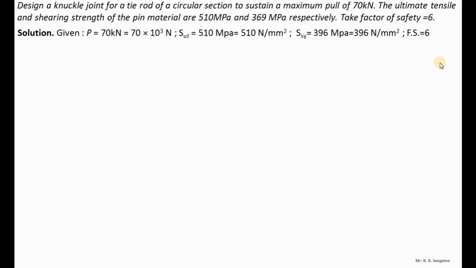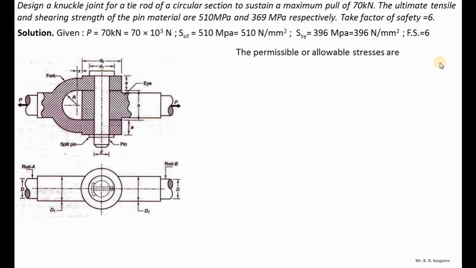So let us first of all calculate the permissible stresses. The permissible or allowable stress in tension is given by the formula sigma T equals SUT, that is ultimate tensile strength, divided by factor of safety. So we have the value of SUT, which is 510, and factor of safety is 6. By calculation, sigma T is 85 Newton per mm square.